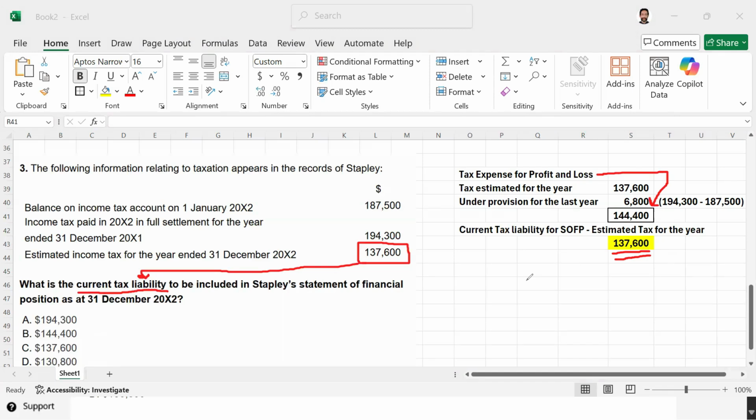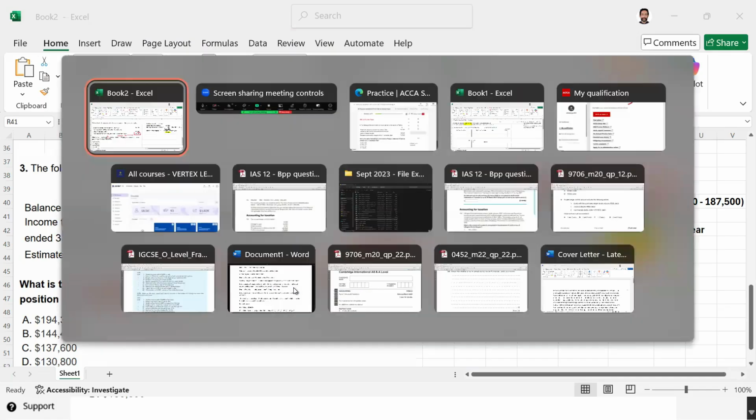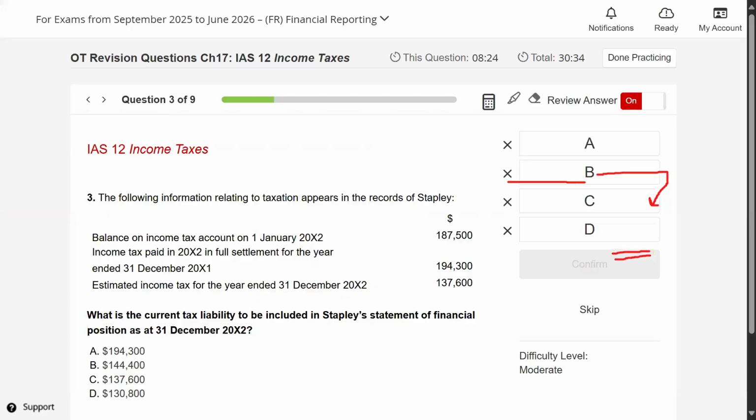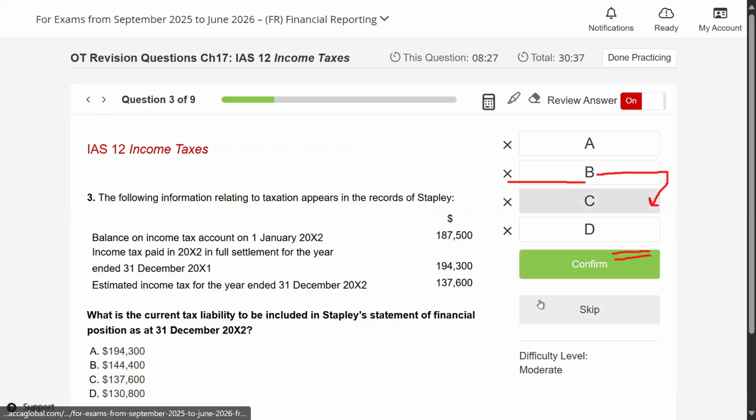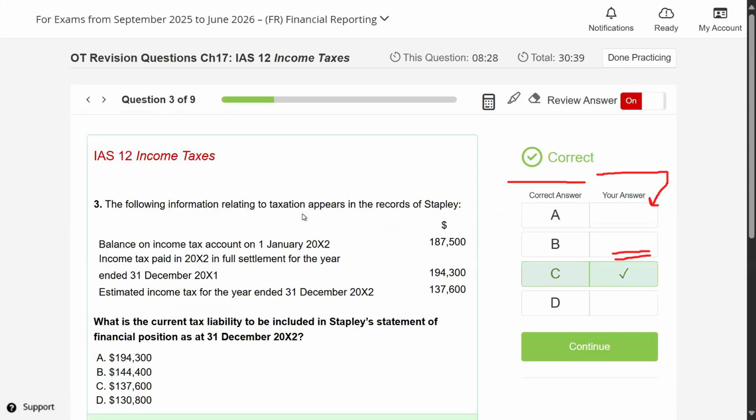The answer is 137,600. The other parts are available to calculate the figure for profit and loss. Since we have to do the questions for profit and loss as well, when we reach there, things will become easier. So let's see. The answer is 137,600. So let's go and tick this one. This 137,600. Let's confirm it. Let's clear the drawings here.